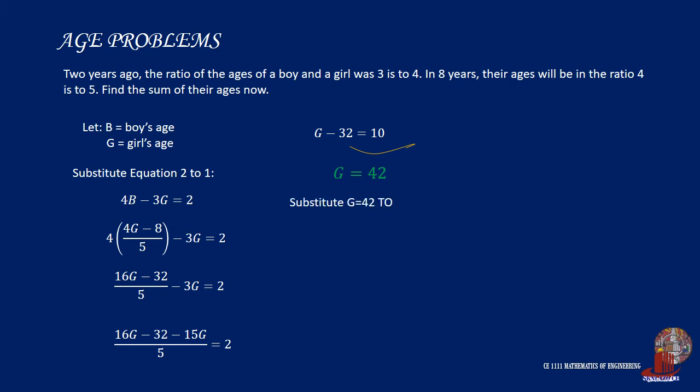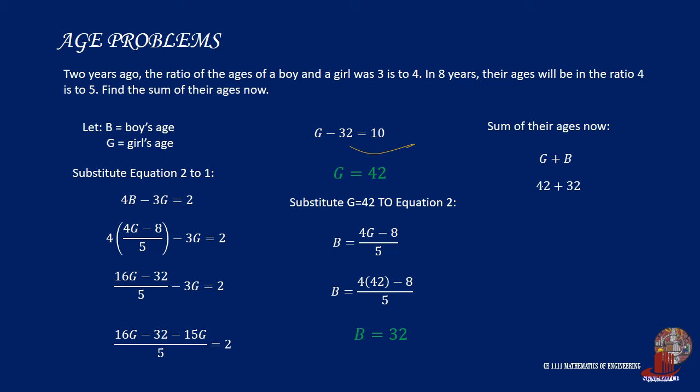Next, replace G, which is 42, to equation 2. B would turn out as 4 times 42 less 8 all over 5. So B comes out as 32. Now that we have their ages, we can solve for the sum of their ages as G plus B, or 42 plus 32, which would give us 74.